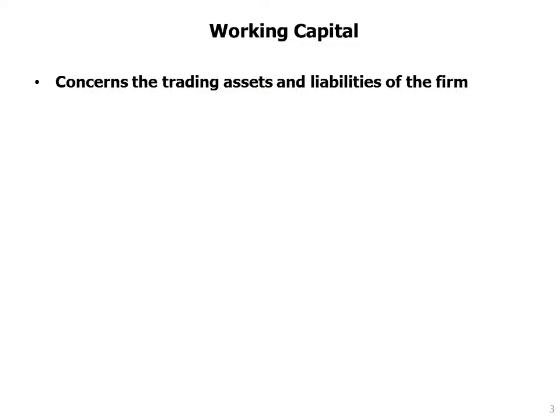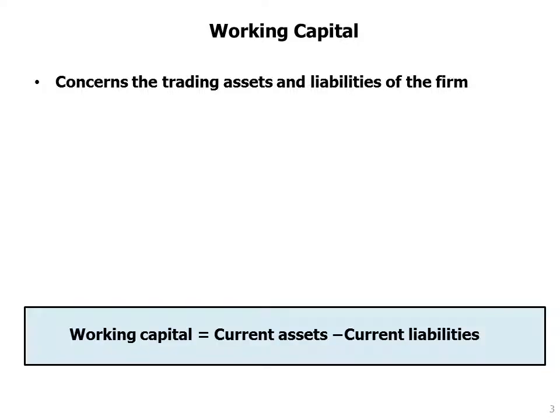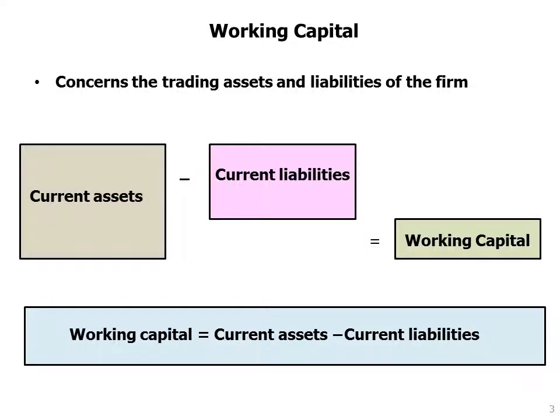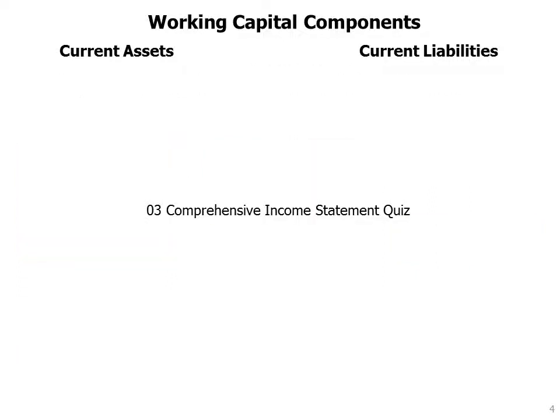So, working capital. We've talked about working capital quite a lot. Working capital concerns the trading assets and liabilities of the firm. And we can define working capital as current assets minus current liabilities. And we've looked at this graphically. There's no reason that current assets should be greater than current liabilities, but if it is, then we define working capital as net current assets. If current liabilities are greater than current assets, then we define it as net current liabilities.